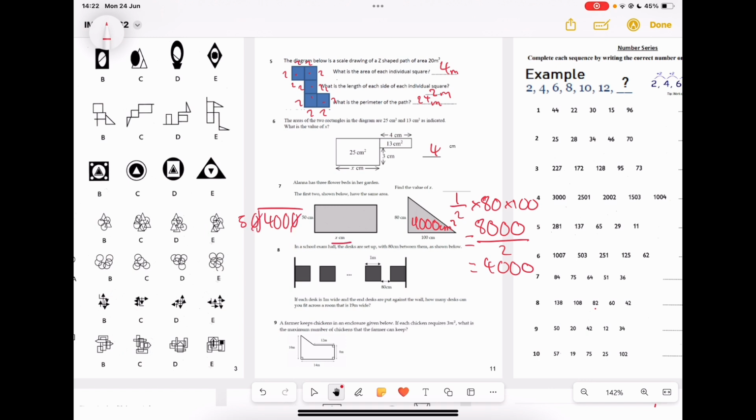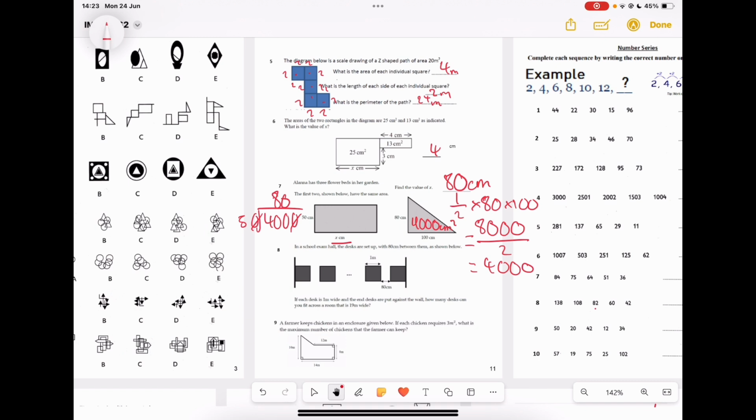So we can cross out the zeros to simplify. And then 5 times something is 4,000. So we know that 5 times 8 is 40. So 5 times 80 is going to be 400. So how many 5s go into 40? Well, there's 8. And then 0. So the answer to question 7 is going to be 80. 80 centimeters.